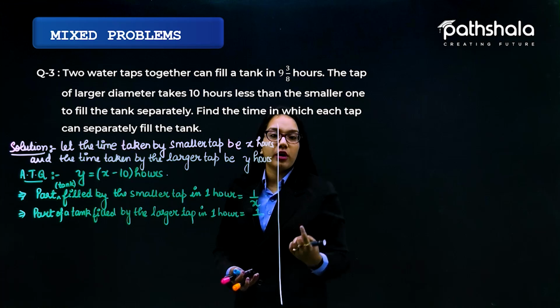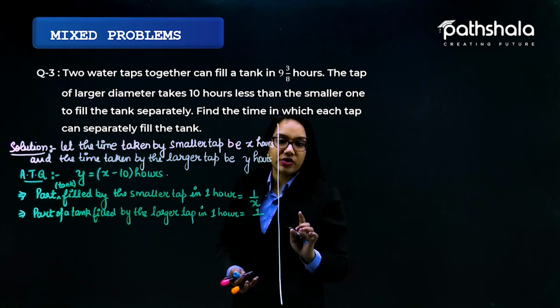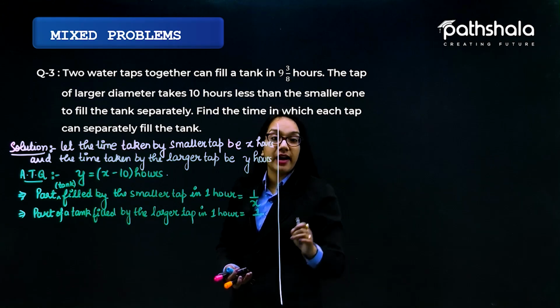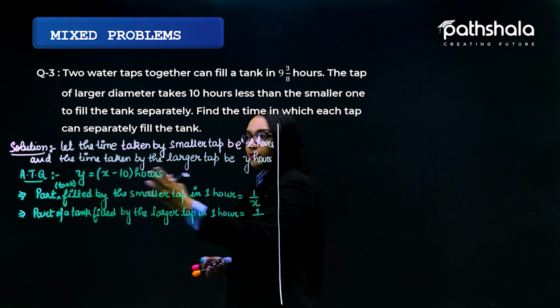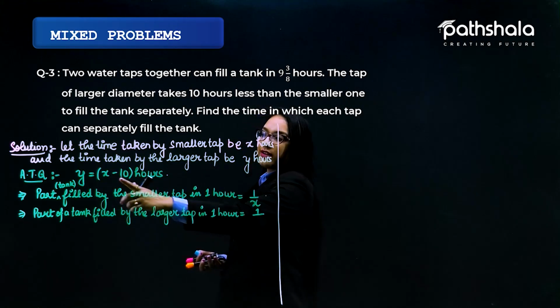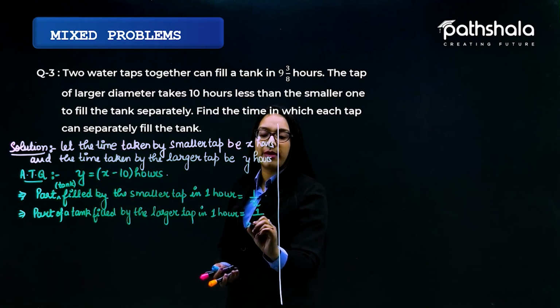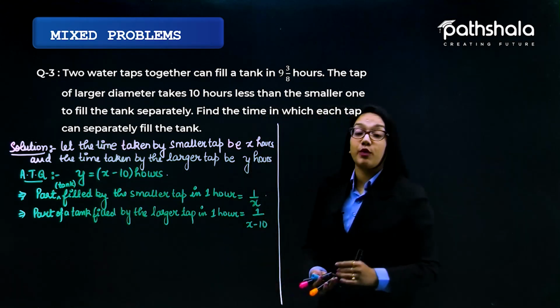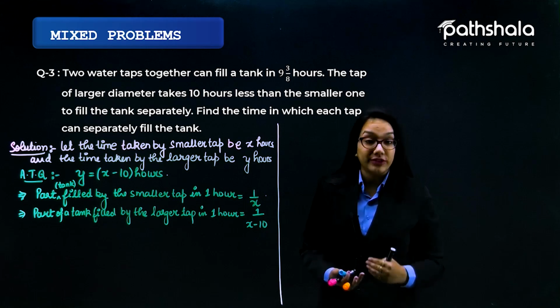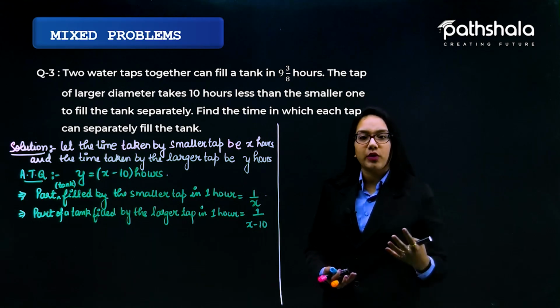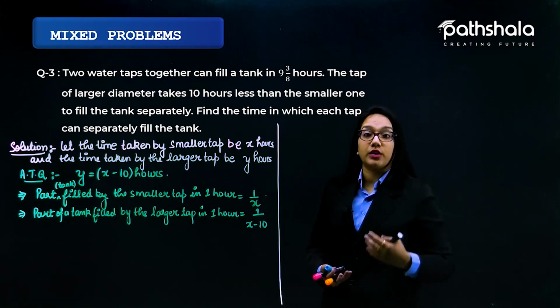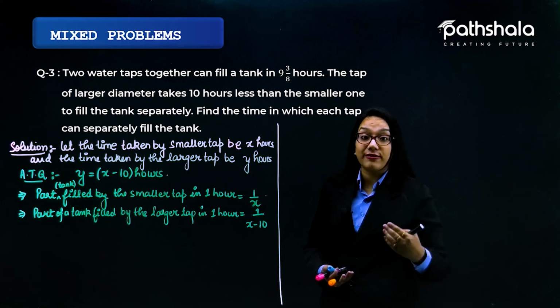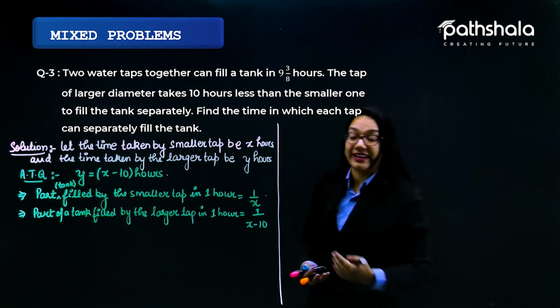So if we are talking about its 1 hour efficiency, that how much part of the tank it should fill, it should be nothing but 1 by Y, but we know that the value of Y is actually nothing but 1 by X minus 10. So this would be 1 by X and this would be 1 by X minus 10. Now let's further talk about the condition which is given to us, that the two water taps together can fill a tank in 9 3 by 8 hours.